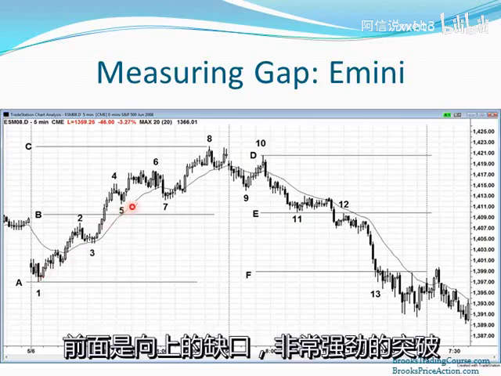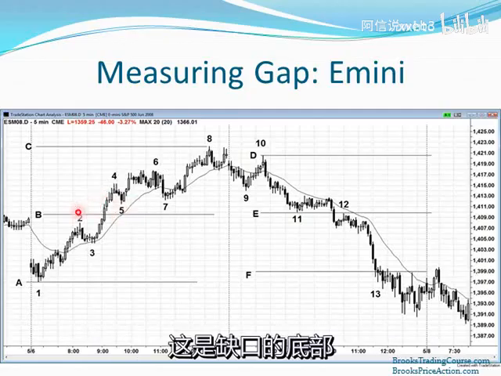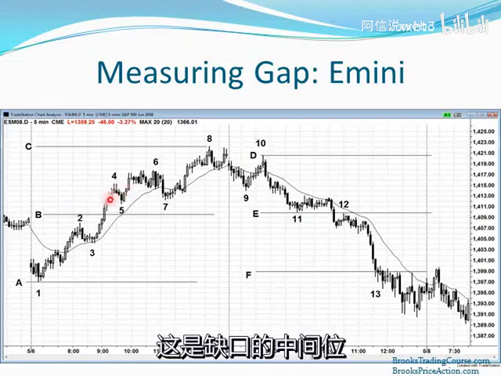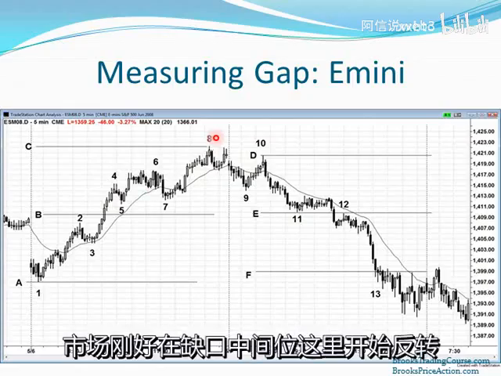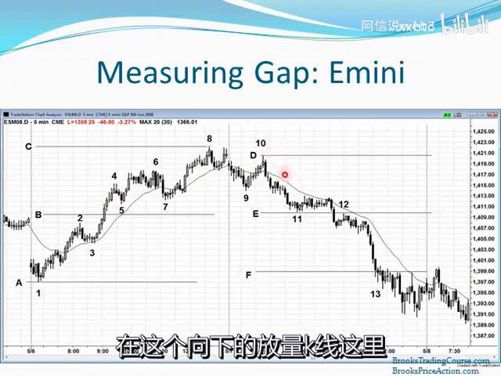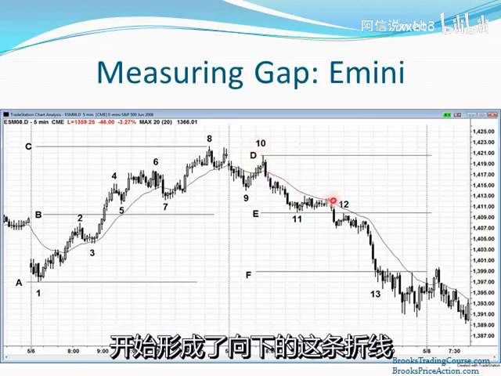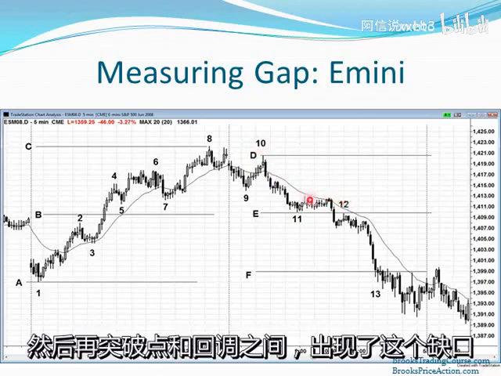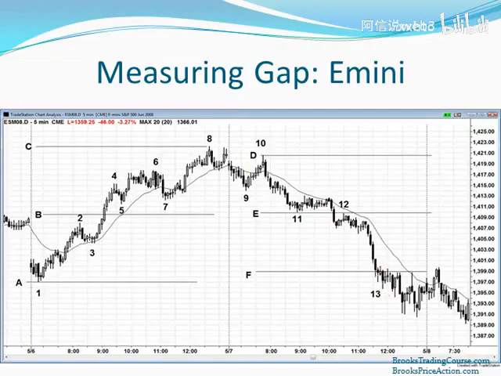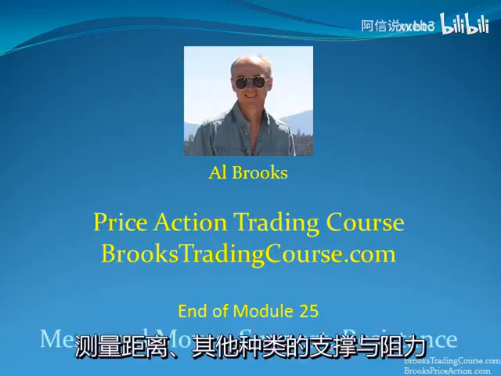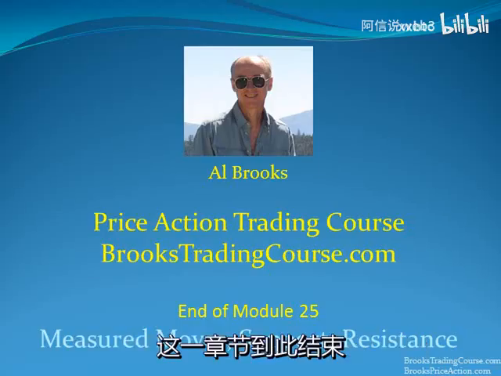E-mini, we have a gap up, a very strong breakout. Here's the bottom of the gap, here's the top of the gap, and this is the middle of the gap, so look for a measured move up. And the market turned exactly at the middle of the gap. We have a bear leg that started here with this bear spike and a gap between the pullback and the breakout point, and the market in this case went well below a measured move down. And that is the end of the module on measured moves and other types of support and resistance.